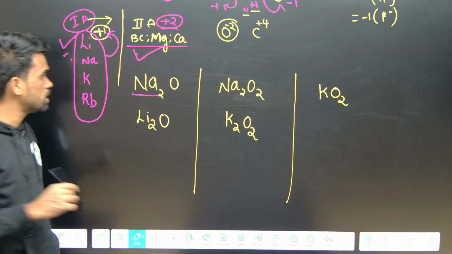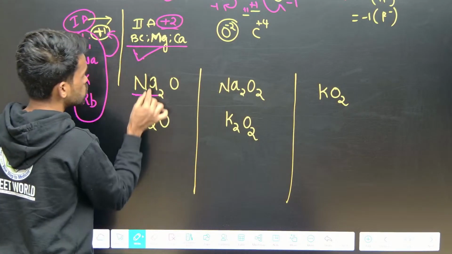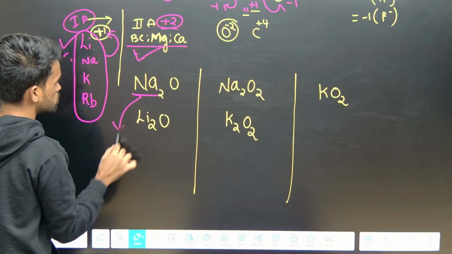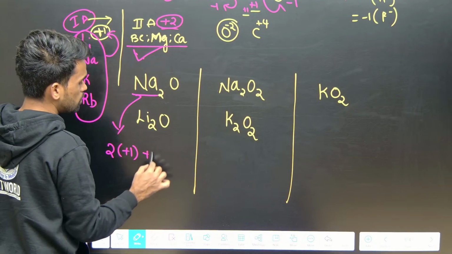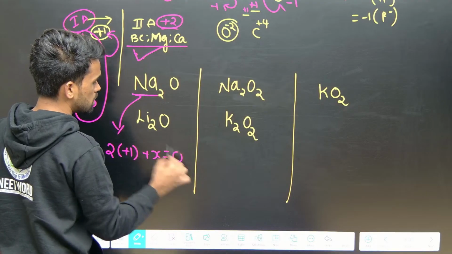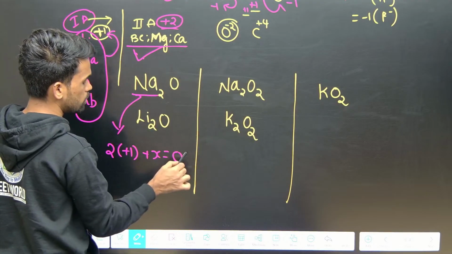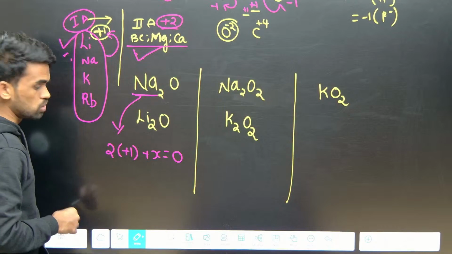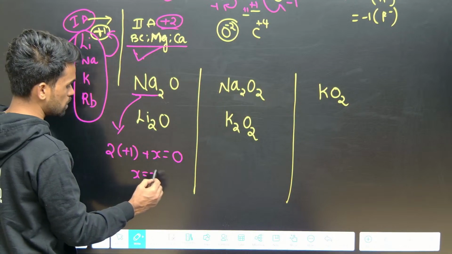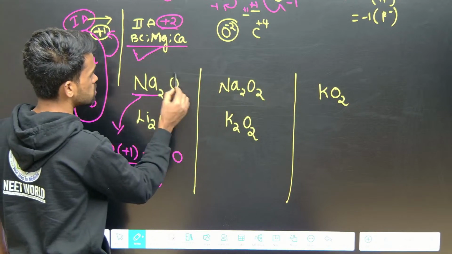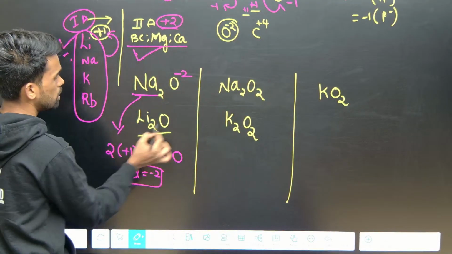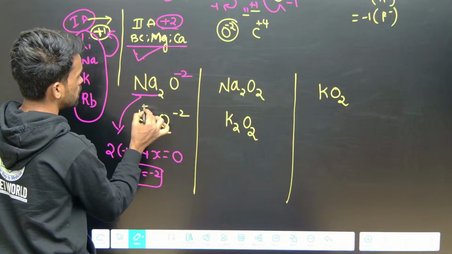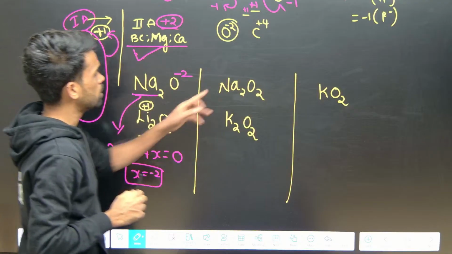Now look at here, Na2O. So each sodium, how many sodiums are there? 2 sodiums are there, so plus 1, and oxygen will be X. I want to find the oxidation state of oxygen. Overall molecule is neutral, so that is 0. So X will be minus 2. What is the oxidation state of oxygen here? Minus 2. Similarly, here also you will get minus 2, and for each lithium it will be plus 1.